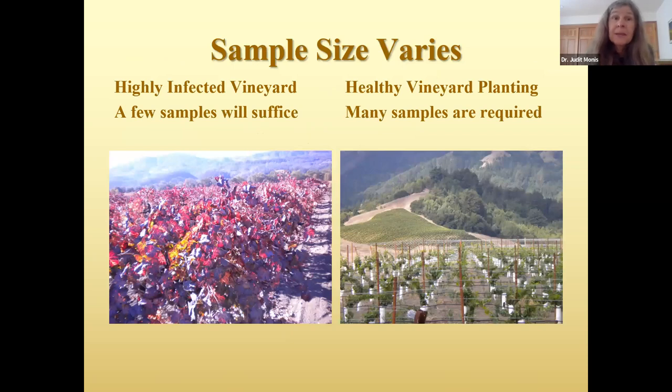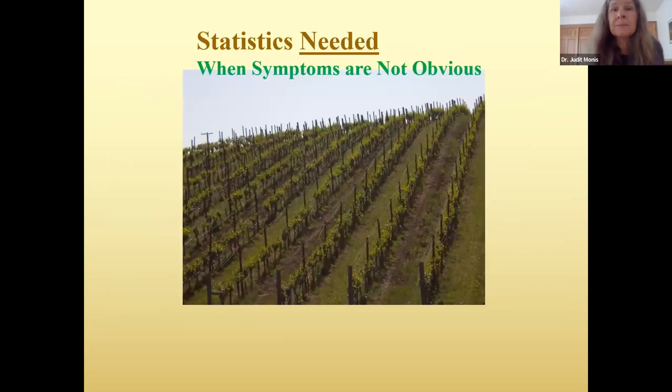Sample size will vary. In a highly infected vineyard, a few samples will suffice. But if you have a healthy vineyard and you have many, many plants, many samples will be required. And this is why sometimes we work with statistics, especially when there are no symptoms in a vineyard. And no symptoms does not mean freedom of disease. No symptoms mean that the conditions were not such for the disease to develop, but it's very possible that any of these vines could be diseased or infected.